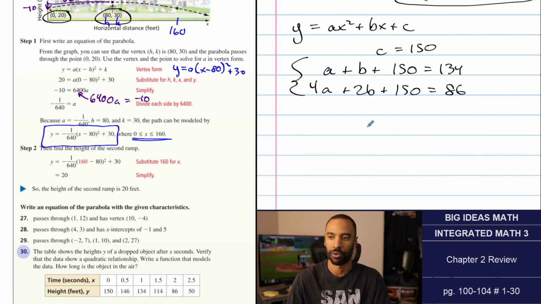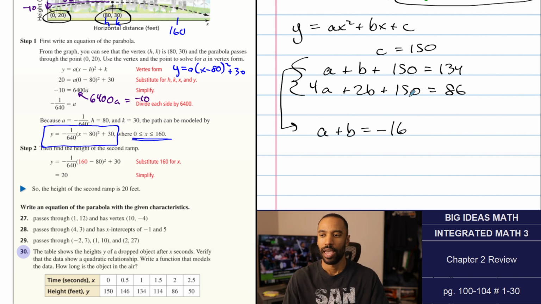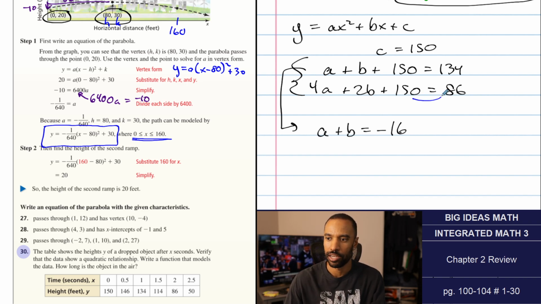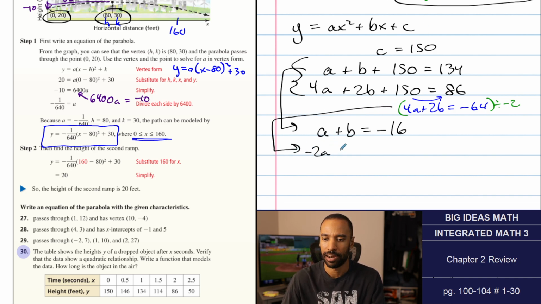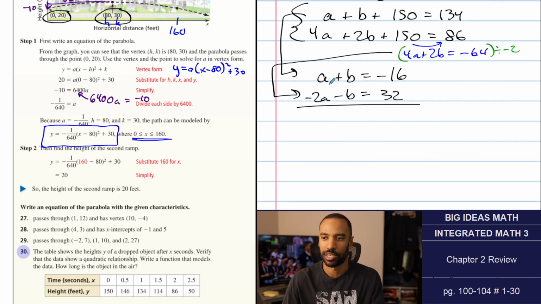Let's clean it up a little bit. Subtract 150 from both sides on this equation, you get a plus b equals negative 16. And in this equation, I do want to subtract 150: 4a plus 2b equals negative 64. But then I want to divide everything by 2. In fact, I want to divide everything by negative 2. Let's bring that down here because I'm going to eliminate right now and get negative 2a minus b equals positive 32. So we're going to solve for a with this information.